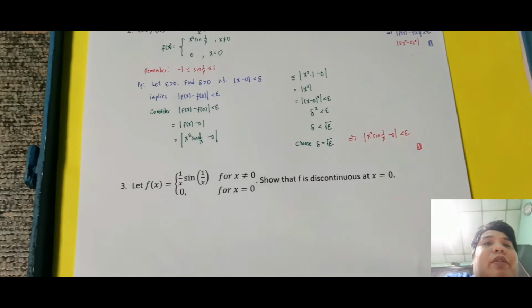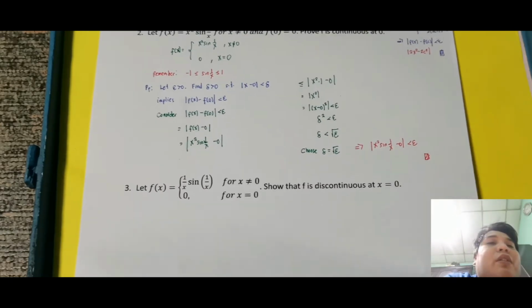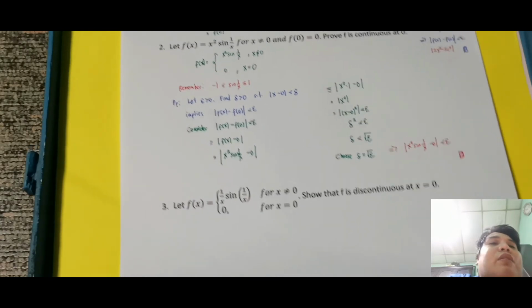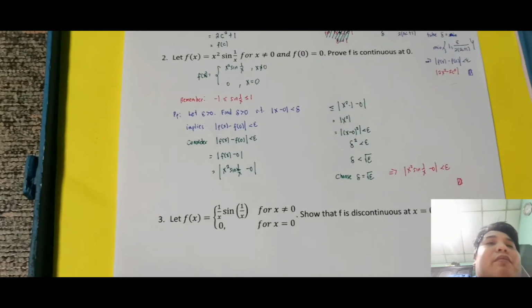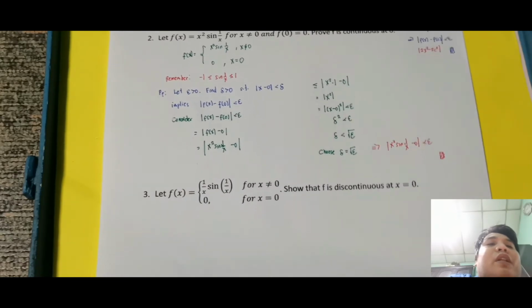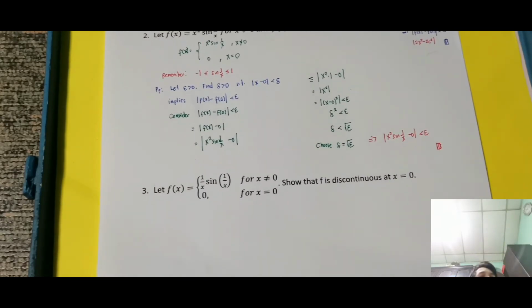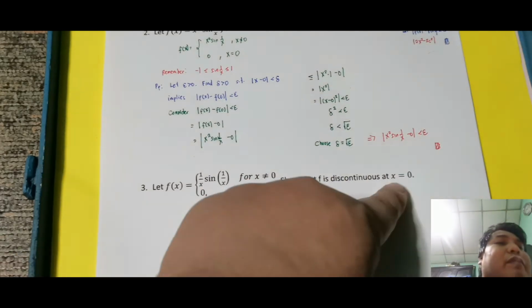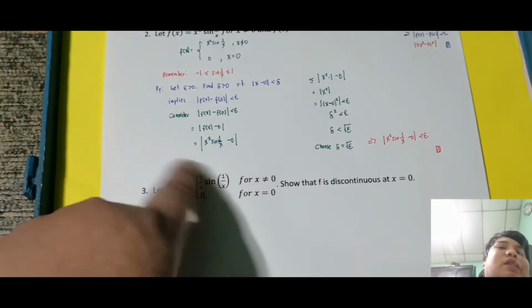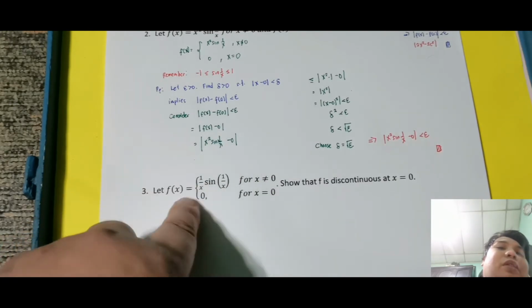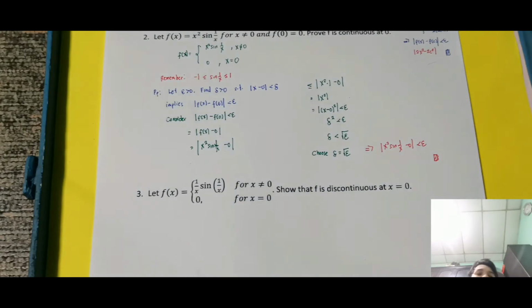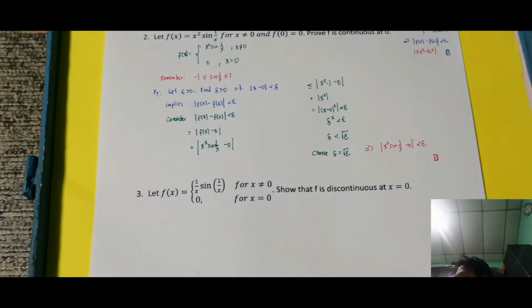Okay, next is for number 3. Let f of x is equal to 1 over x sine of 1 over x for x is not equal to 0, then 0 for x is equal to 0. So parang similar, no? Show that f is discontinuous at x is equal to 0. So tama naman, no? Discontinuous siya at x is equal to 0, kasi pag x is equal to 0, sagot sa function is 0. Pero ang dating, pag pinalit ko yun, 1 over 0 something. Okay, so kailangan natin ma-show na siya ay discontinuous.